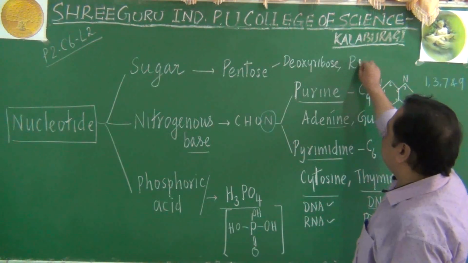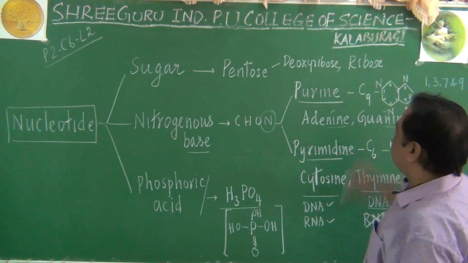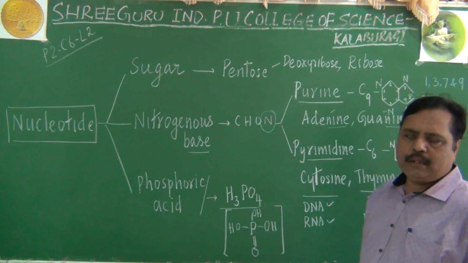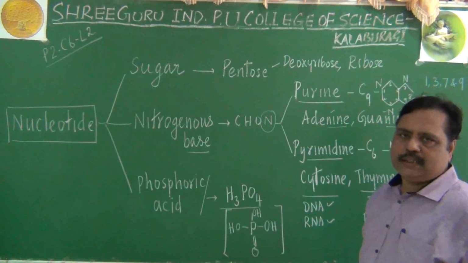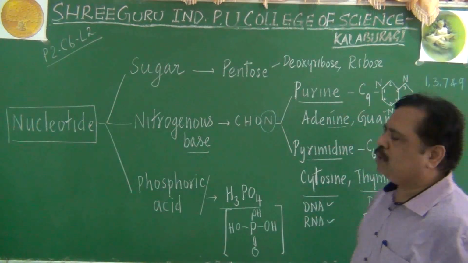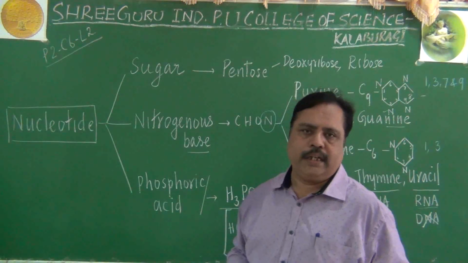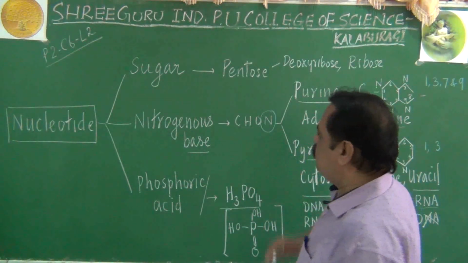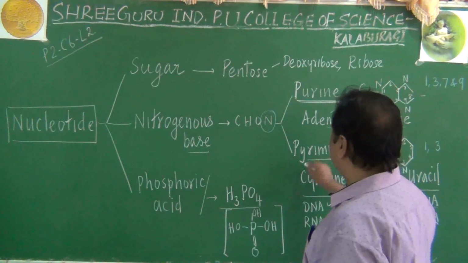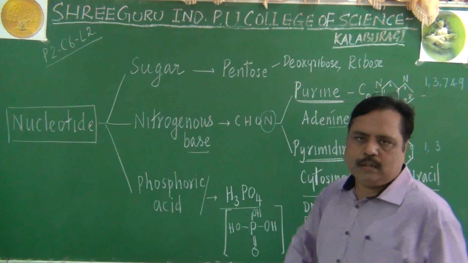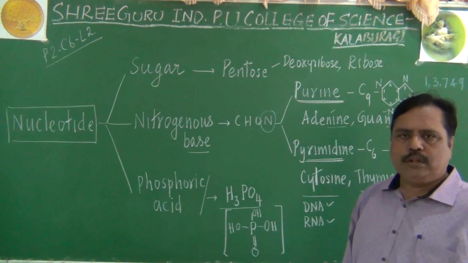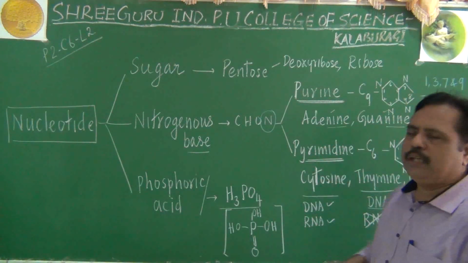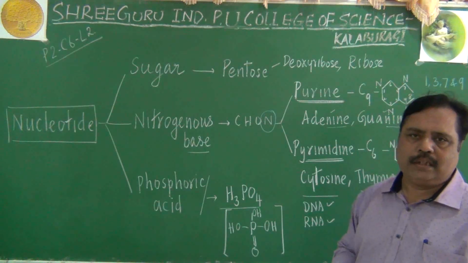Or it may be a ribose sugar, you may be remembering. Ribose sugar can be found only in RNA, that's why it is called ribose nucleic acid. Deoxyribose sugar will be found only in DNA, remember. Similarly, nitrogenous bases are of two types. Purines are one group, pyrimidines are another group. What is the difference I told you? In a 2 mark question, differences between purine and pyrimidine can be asked.